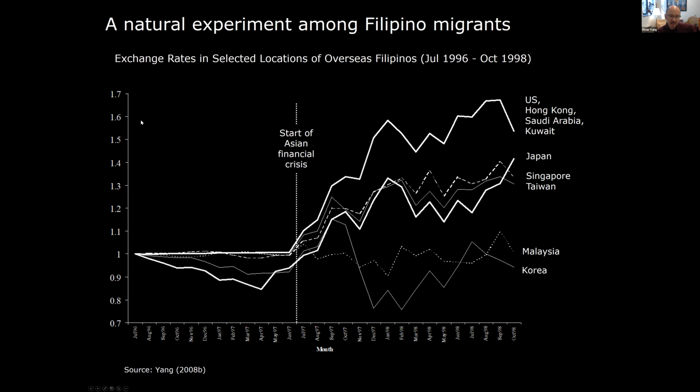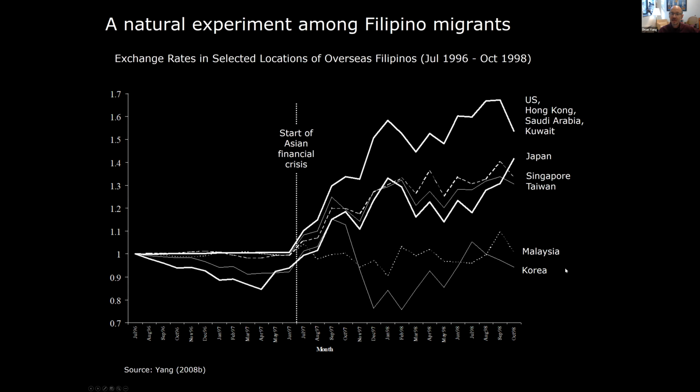Vertical axis is Philippine pesos per foreign currency unit. So basically a positive movement is an appreciation of the foreign currency vis-a-vis the Philippine peso. And prior to the Asian financial crisis in June or July of 1997, there's not much going on. But then after that, there's a huge fanning out of exchange rates that you can see here.